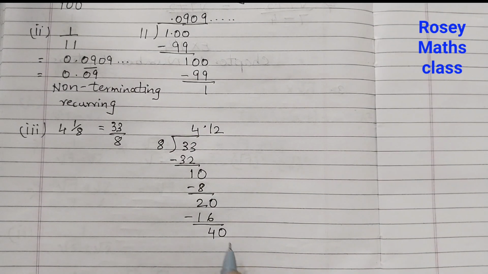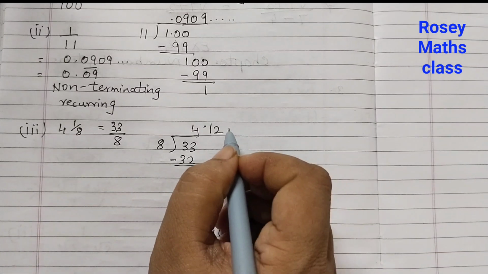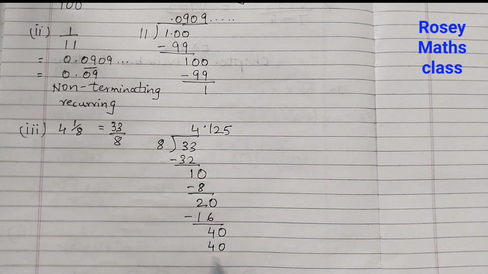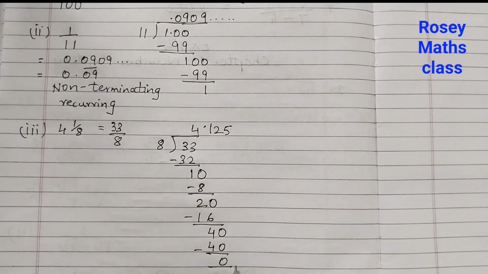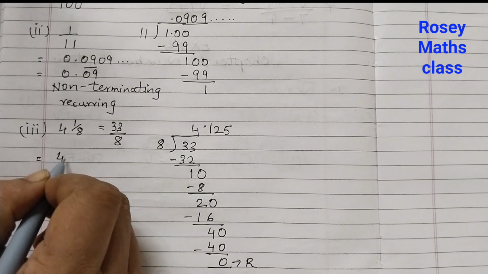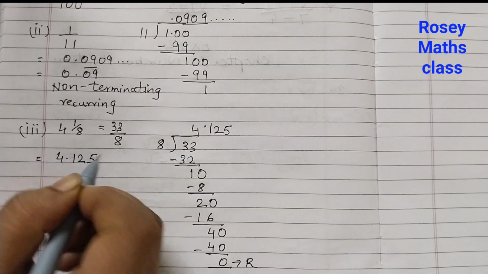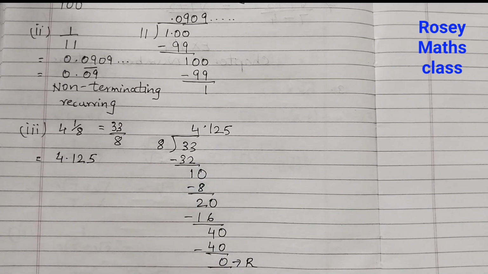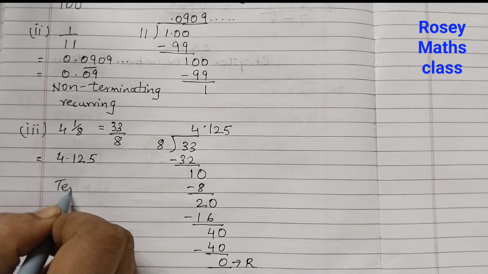Put a 0. 8 twos are 16. 20 minus 16 is 4. We can put one more 0. 8 fives are 40. 40 minus 40 is 0. So here we are getting the remainder 0, which means the decimal expansion ends here. The decimal number is 4.125 and it stops at 5 because the remainder is 0. It terminates. So this is terminating.